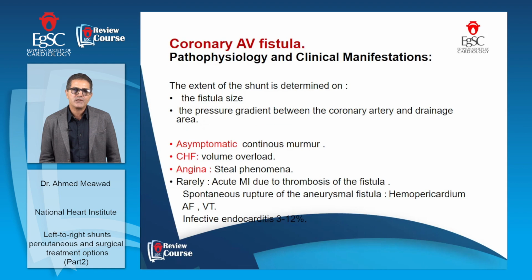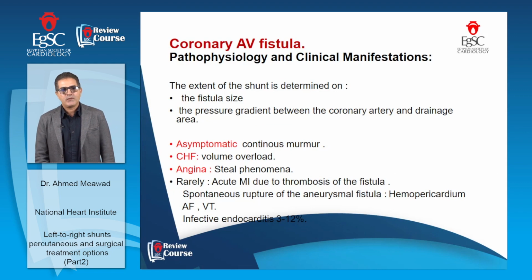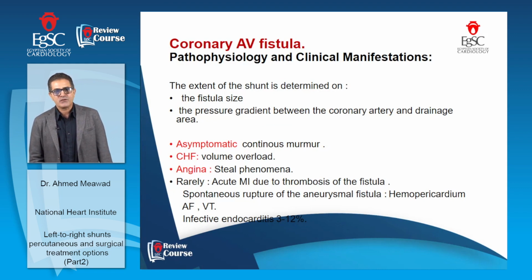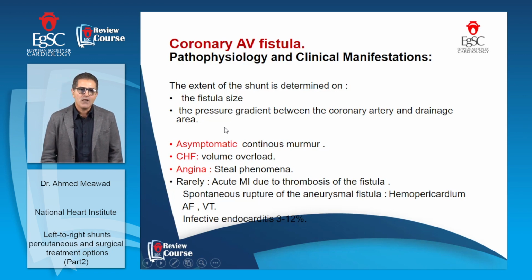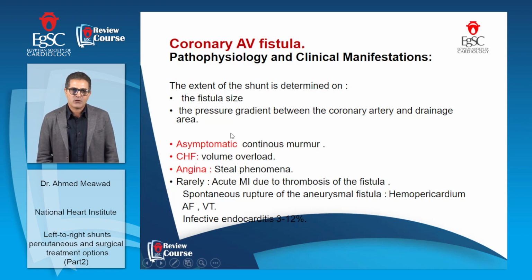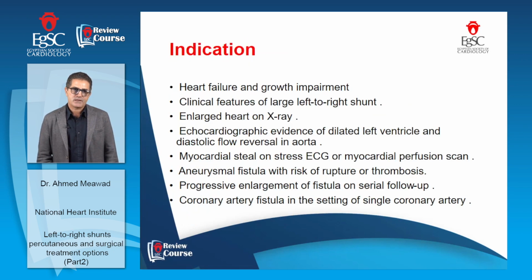We shift now to the coronary AV fistula. As we know, the extent of the shunt is determined by the fistula size and the pressure gradient between the coronary artery and the drainage area. The fistula may be small and asymptomatic, with just a murmur, or it may cause volume overload and congestive heart failure, or may cause steal phenomena, which result in angina and chest pain. Rarely it ruptures or may cause myocardial infarction or infective endocarditis.